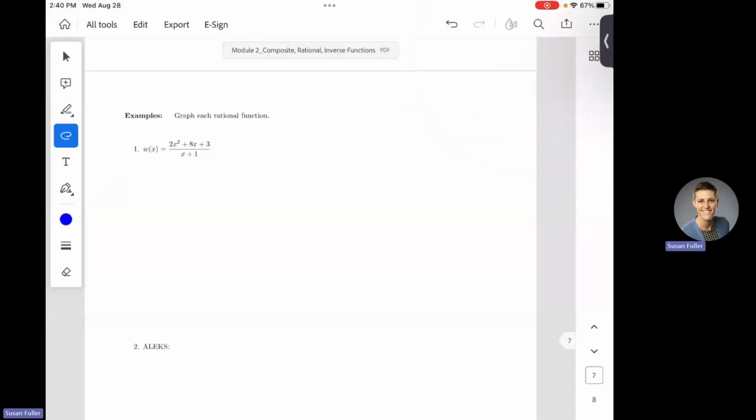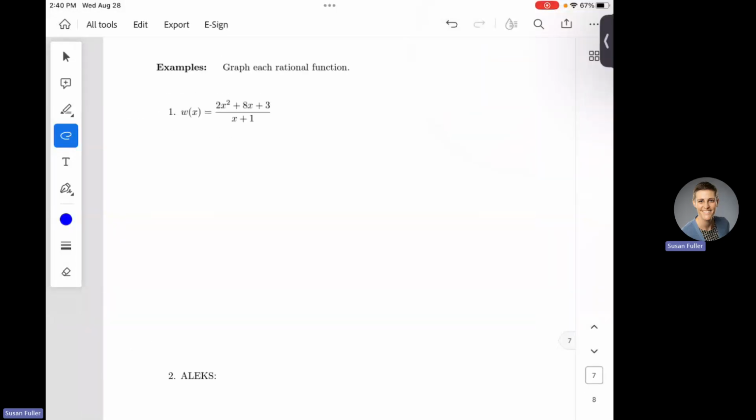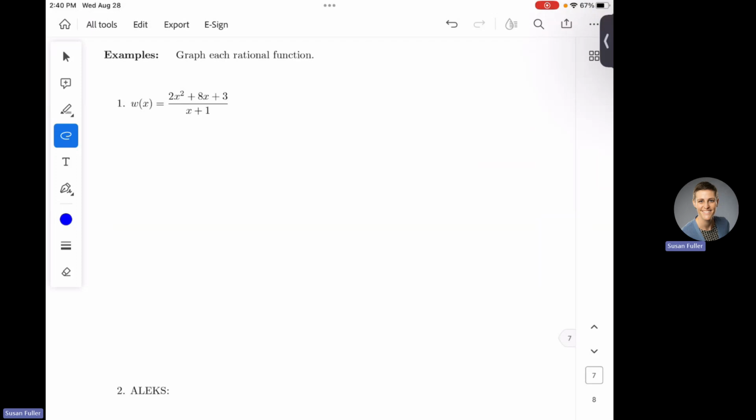Hello, everyone. I wanted to make a quick video to help you with graphing a type of rational function that we didn't get to in class. So we did one from Alex where we had holes, and you could see how to find your holes, your vertical asymptotes, your x-intercepts, and then use your end behavior fraction to find your horizontal and slant asymptotes.